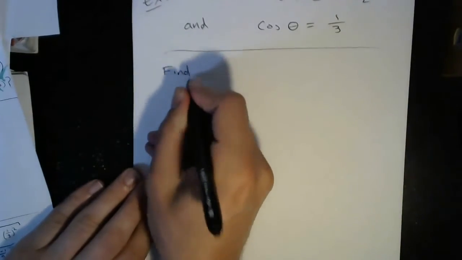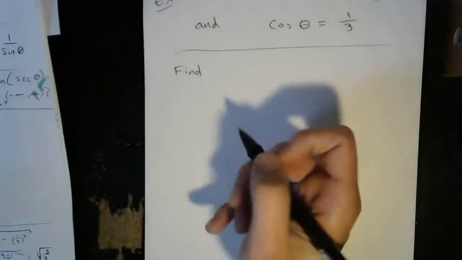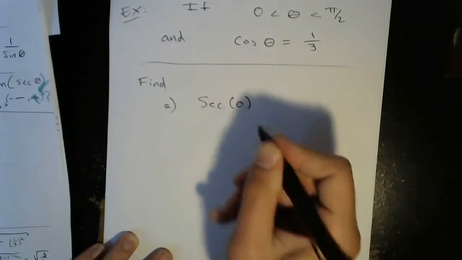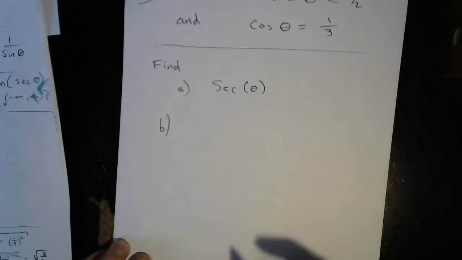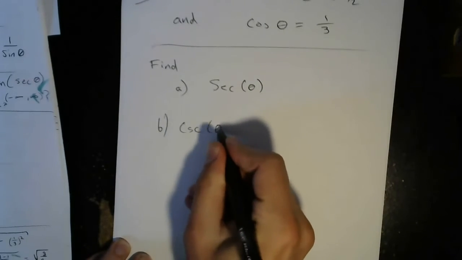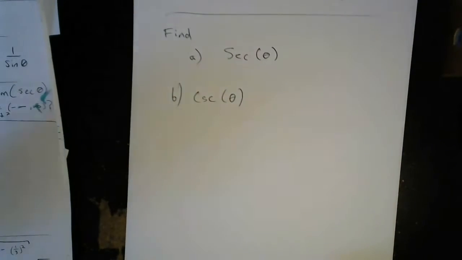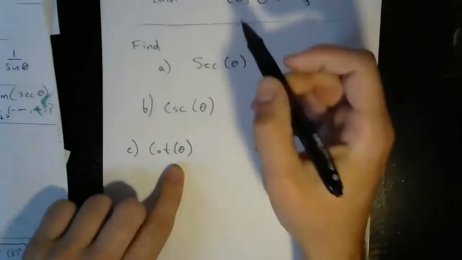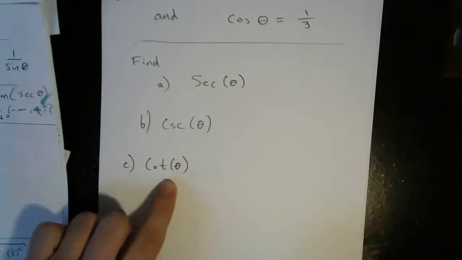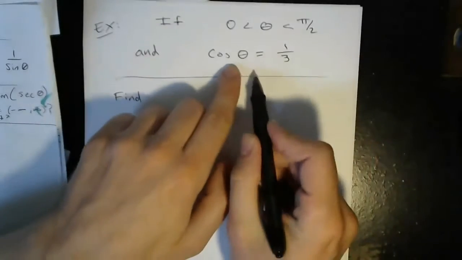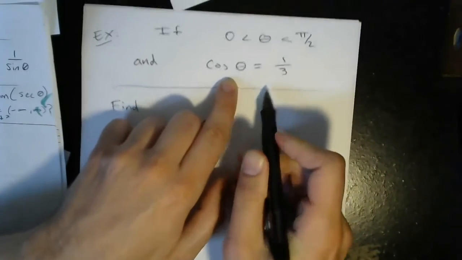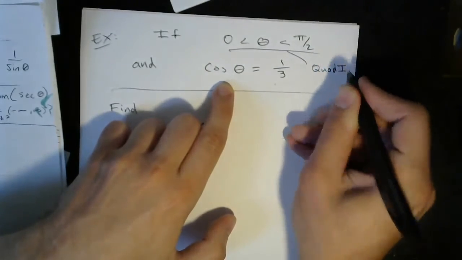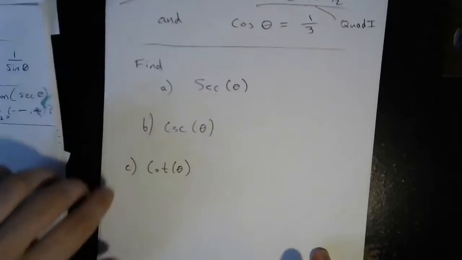can we find the following? Can we find secant theta? Can we find cosecant theta? And can we find cotangent theta? So we want to find the value for each one of our reciprocal trig functions. And we know the value of cosine, and we know the location, right? So this is quad 1 here. So we want to find these.